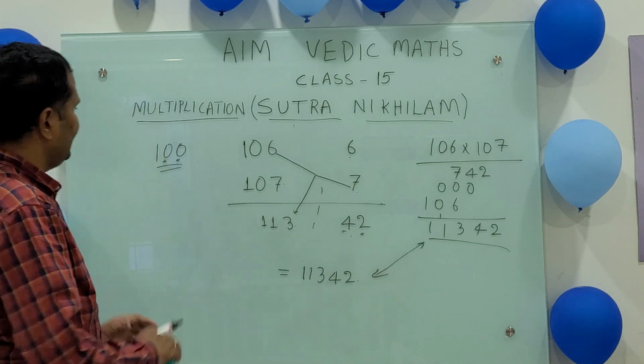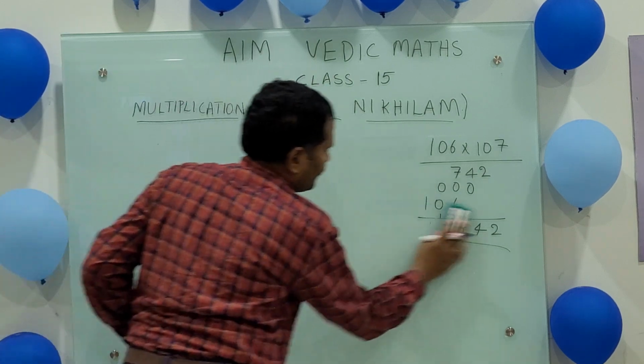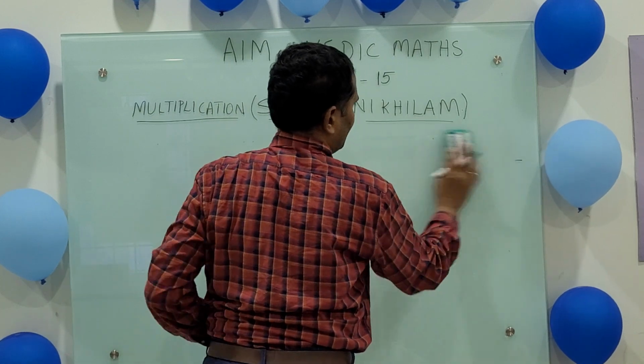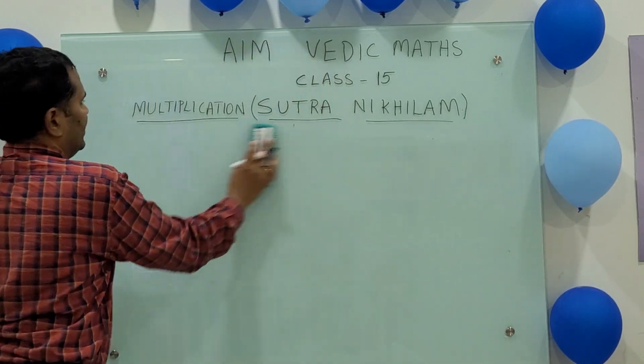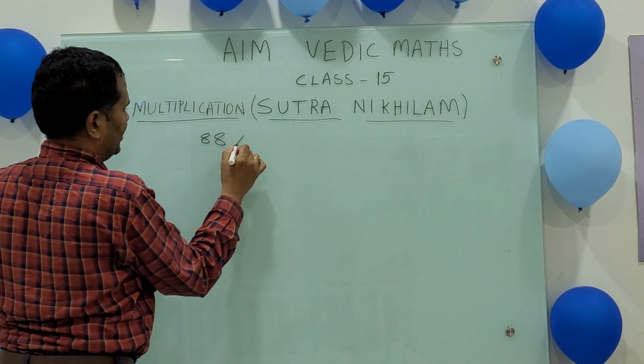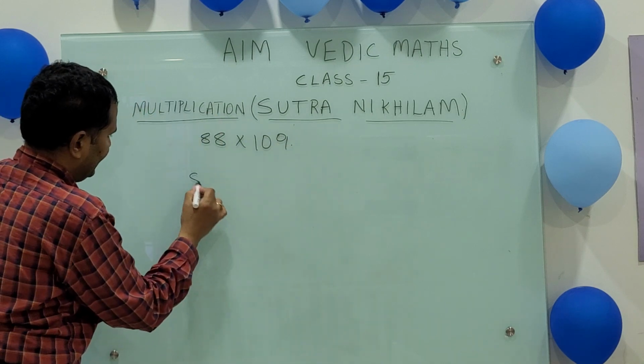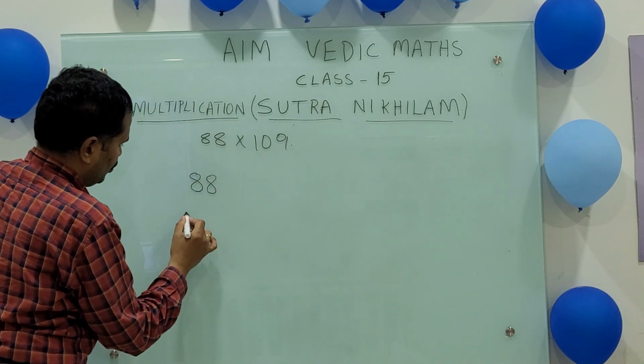Okay, 88 and 109. I'm taking the example which is there in the book so that once we get the answer we can cross check, so that there will not be any errors. 88 multiplied with 109. Let's do this. 88, 109.